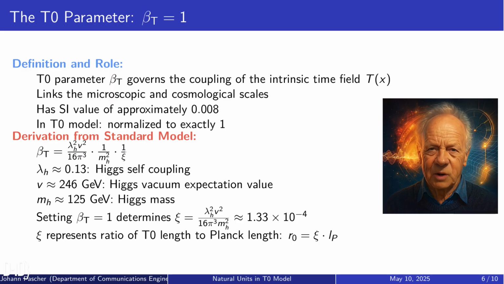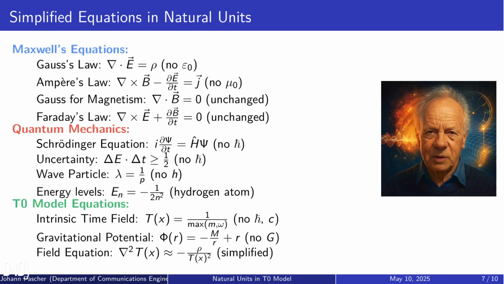Setting beta T to 1 determines the value of ξ as approximately 1.33 times 10 to the negative 4. This ξ represents the ratio of the T0 length to the Planck length, showing how the model bridges quantum field theory and gravity. With our normalized constants, Maxwell's equations become dramatically simpler.